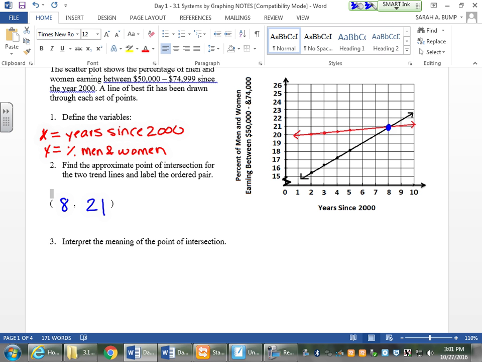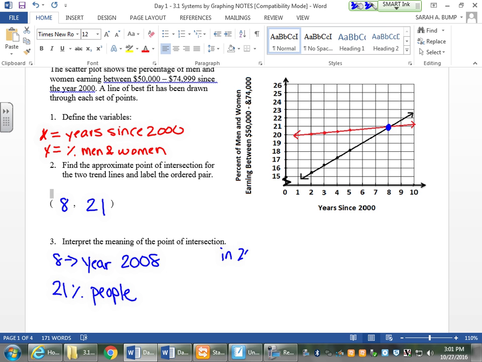For question 3, we're going to interpret what this means. So what the 8 means and what the 21 means. Since it's the point of intersection, not only am I going to put labels to the 8 and 21, but interpret it even further. So yes, the 8 is referring to the year, and it's 8 years after 2000, so it would be 2008. And 21 would be the percentage of men and women who have earned between 50,000 and 74,000. There's more to it than just that. This point is special because it's when the men and women are both earning the same amount.